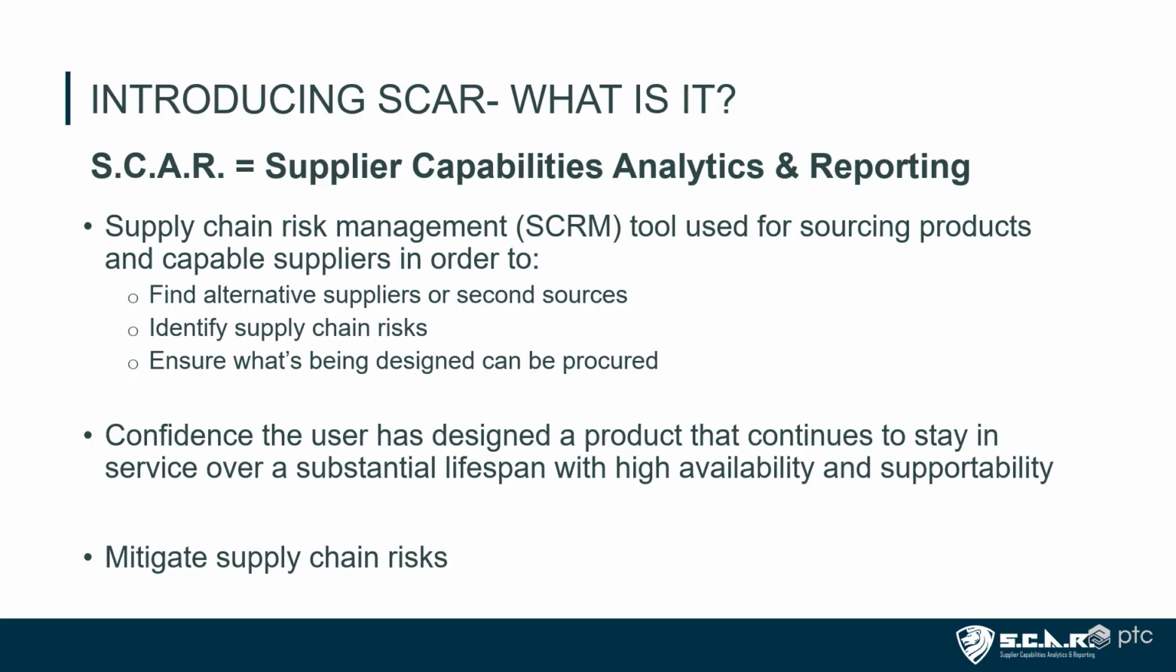So SCAR stands for Supplier Capabilities Analytics and Reporting, and it is a supply chain risk management tool used for sourcing products and capable suppliers. This is in order to find alternative suppliers as well as mitigate any supply chain risks and ensure that the product can actually be procured. This will also give the user confidence that the product that's being designed can have a substantial lifespan.